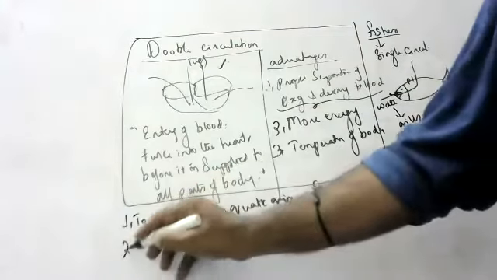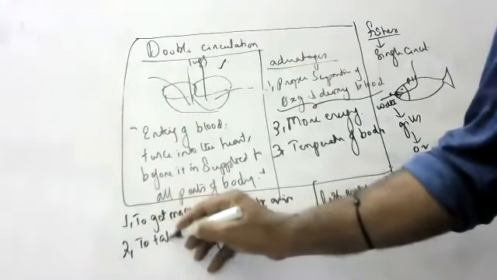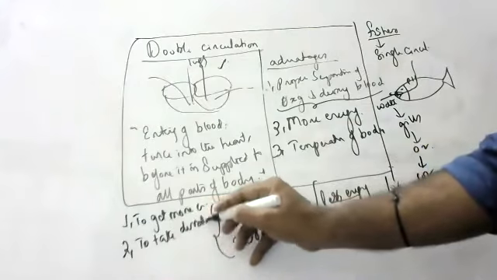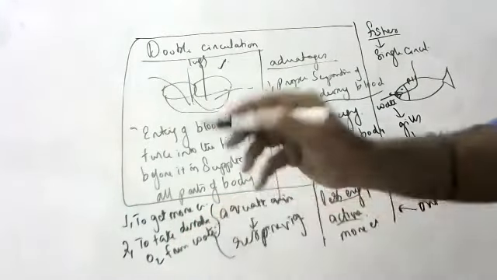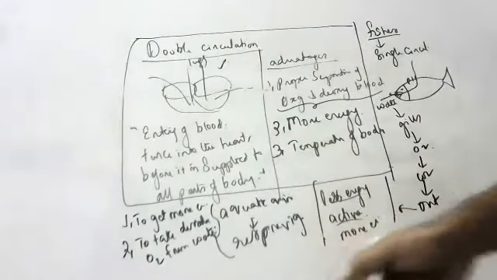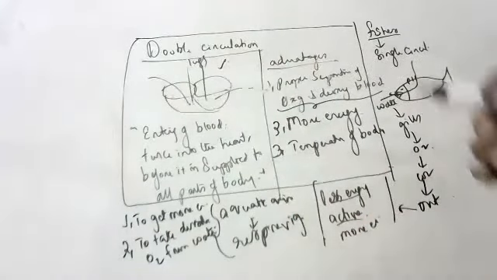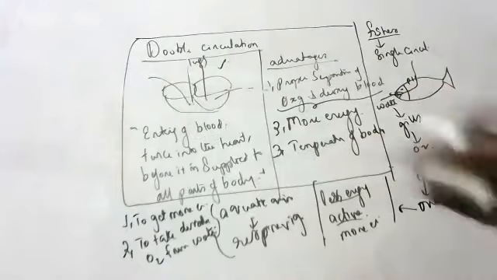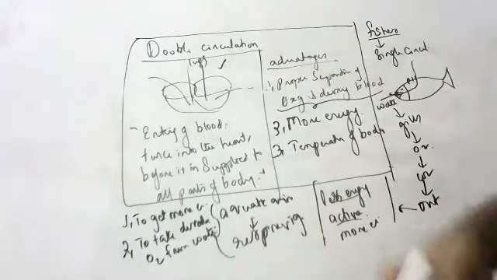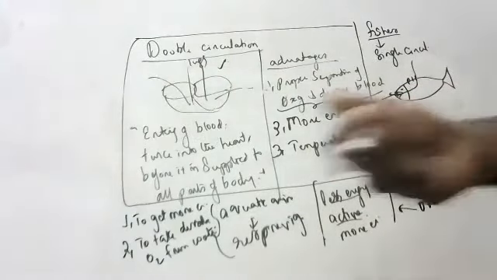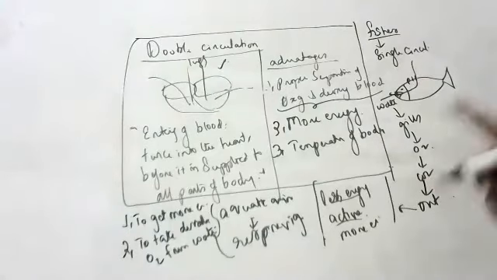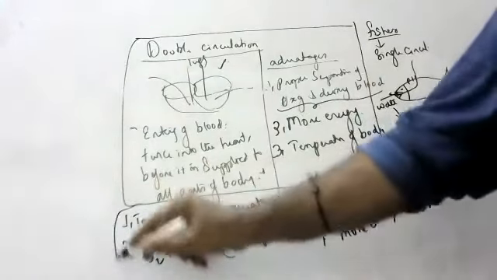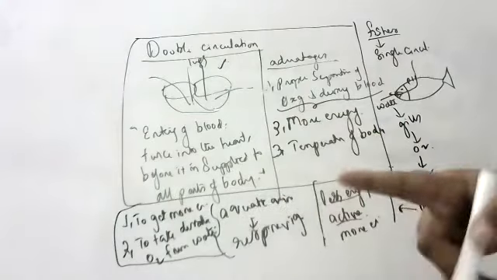And number two, to take dissolved oxygen from water. Children, for us, we have free oxygen in the air. For them, there is dissolved oxygen in the water, and from water they have to take oxygen. It is difficult. That's why they respire vigorously, so that more oxygen comes, more energy comes, and they can swim very fast. This is about fishes. Any aquatic organism respires vigorously to get more energy and take dissolved oxygen from water.